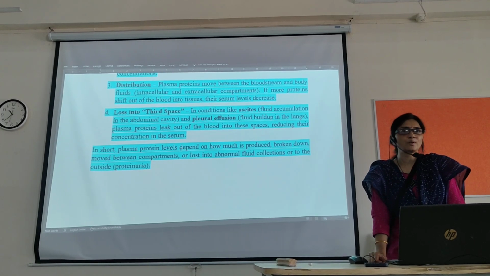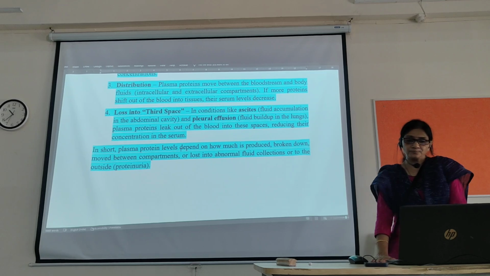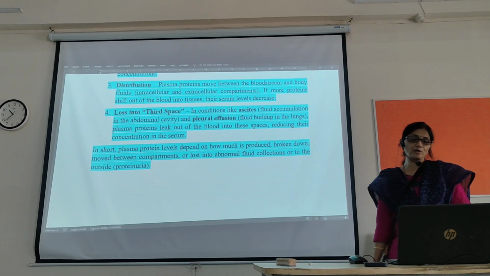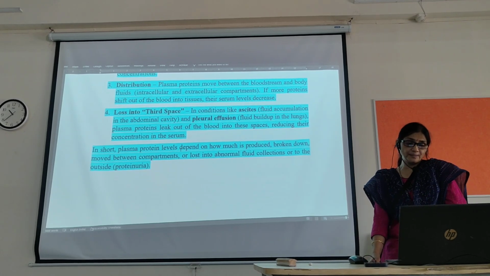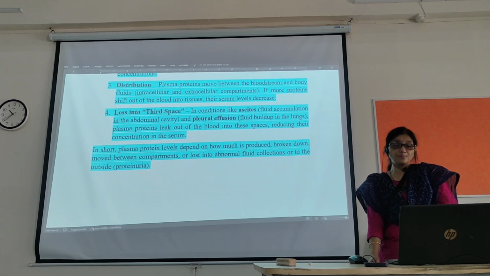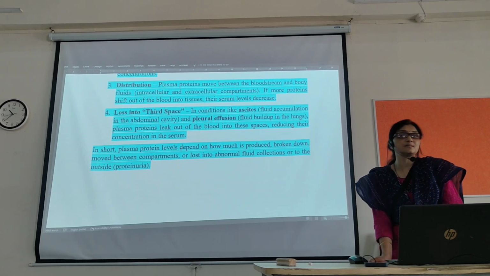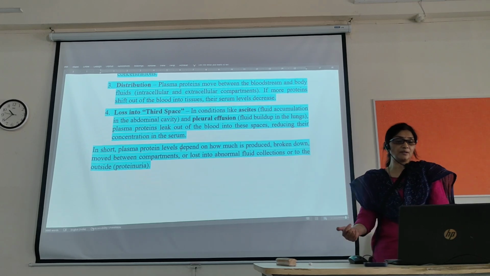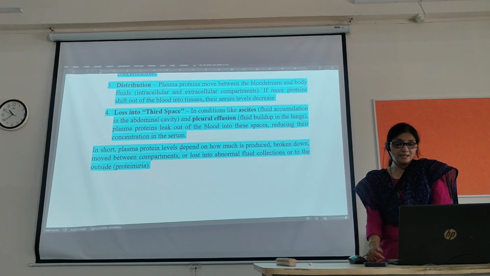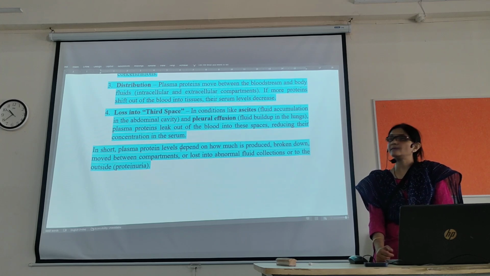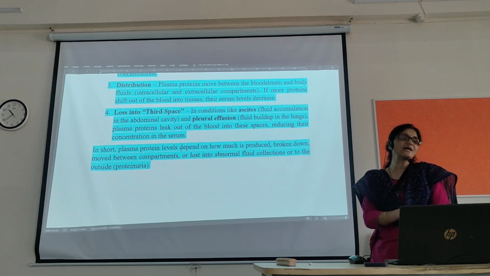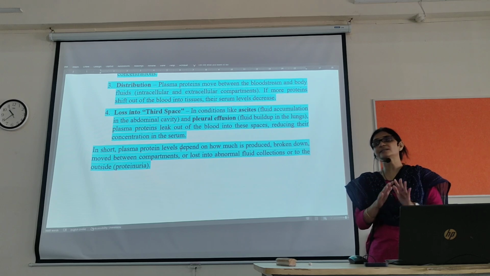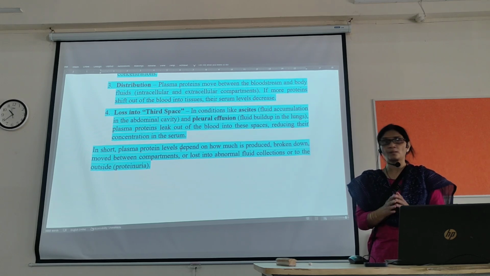पोटामध्ये. Okay, acidic fluid. आपलं आहे. So it's fluid accumulation in the abdominal cavity, and the pleural effusion means the fluid buildup in the lungs. Okay. So in this case, plasma proteins leak out of the blood into these spaces, reducing their concentration in the serum. Okay. म्हणजे काय, स्वतःच प्लाझ्मा प्रोटीन जे आहे ते त्याचा बॅलन्स सेट करते.